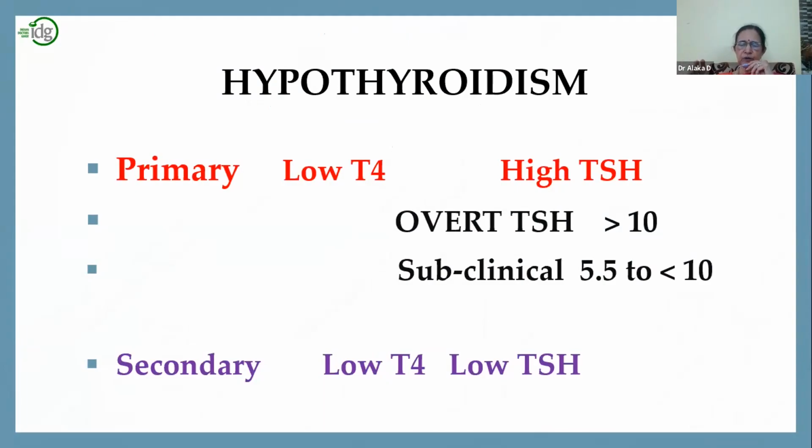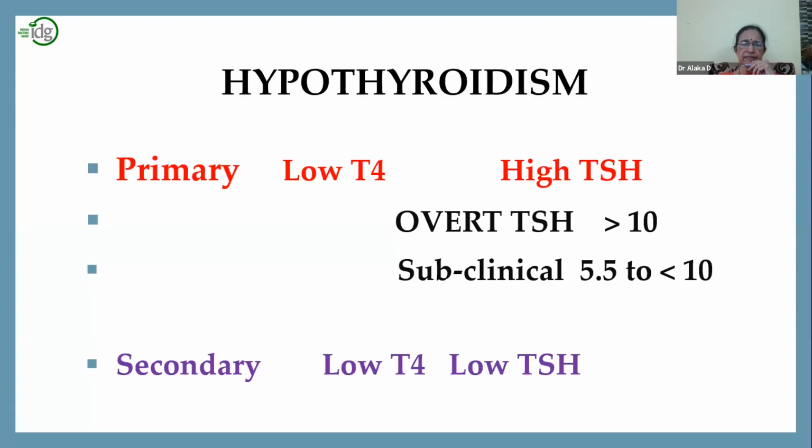When the TSH is more than 10, we call it overt hypothyroidism. Normally it is 0.5 to 5.5. So if it is 5.5 to 10, we call it subclinical hypothyroidism. So overt hypothyroidism is TSH more than 10. If it is subclinical, TSH is slightly elevated but less than 10.